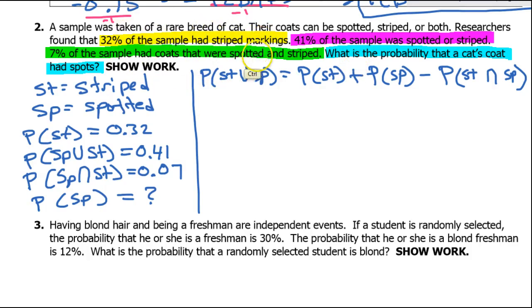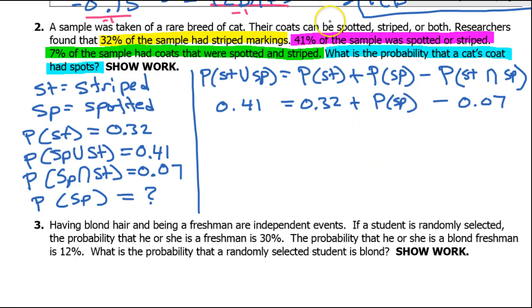32% had stripes. Okay, so that means we know the probability of stripe. That's 32%, so 0.32. Okay, let's see. Spotted or striped. We know this. So this is 0.41. All right, spotted and striped, that's this way over here, but we know that. So that's going to be 0.07. The only thing we don't know is spotted. We don't know the probability of spotted.